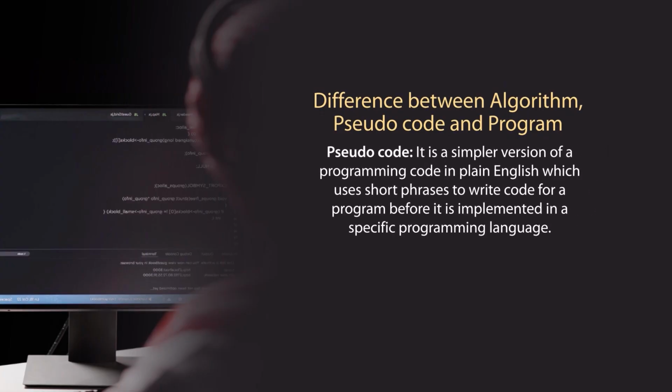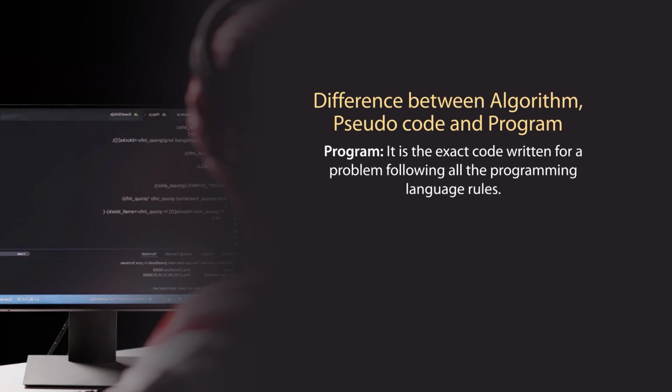Pseudocode means it is a simpler version of programming. You can write it like a flow chart or a layman approach for solving, a simpler version of programming, in plain English language or whatever local language is possible, it may be Hindi or Odia or whatever language. So, that will be pseudocode. And programming means when your algorithm is finalized and you are following that algorithm, it is the exact code written for a problem, following all the programming paradigms. Programming language rules: if we solve a problem in C or C++ or Java, we have to use all the constructs or rules of that programming language.